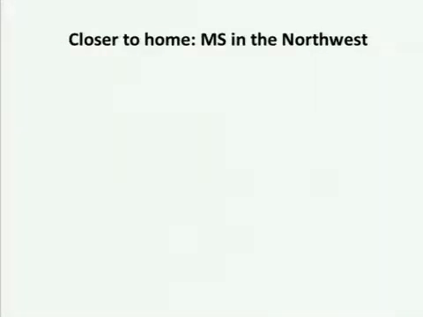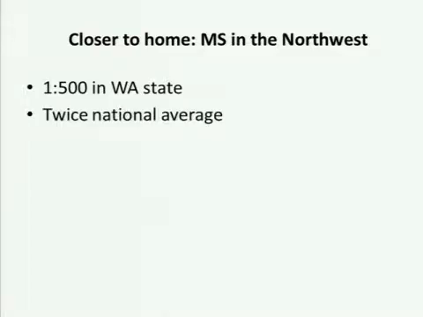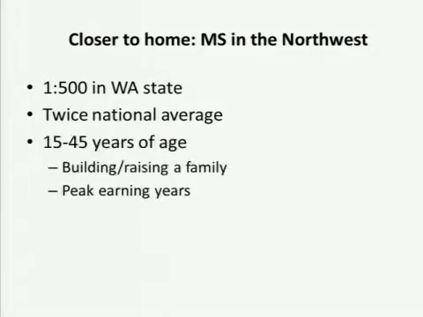But how about closer to home in the Northwest? What do things look like? So the rate of MS is about 1 in 500 here in Washington State. That's twice the national average.